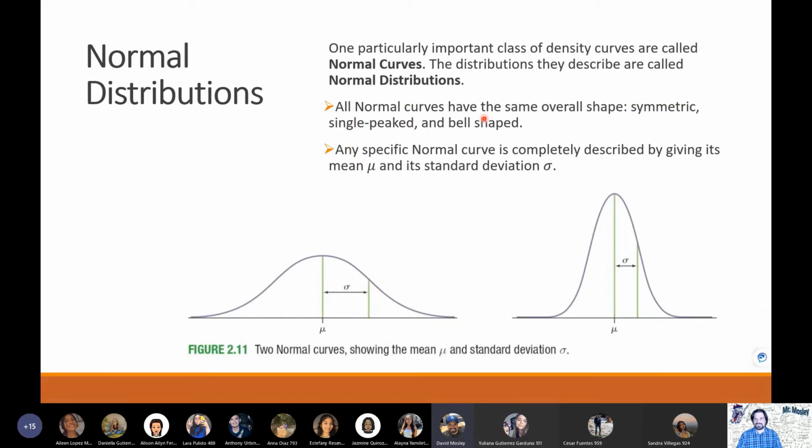all normal curves have the same overall shape. They are symmetric, single-peaked, unimodal, and bell-shaped. The bell-shaped means that they taper down on both sides of the curve. Any specific normal curve is completely described by giving its mean, mu, and its standard deviation, sigma. So a normal curve is using the mean and standard deviation of a population. We're using mu and sigma.